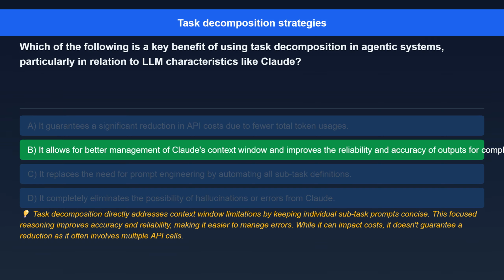The correct answer is, quote, it allows for better management of Claude's context window and improves the reliability and accuracy of outputs for complex tasks. Here's the explanation. Task decomposition directly addresses context window limitations by keeping individual subtask prompts concise. This focused reasoning improves accuracy and reliability, making it easier to manage errors. While it can impact costs, it doesn't guarantee a reduction, as it often involves multiple API calls.